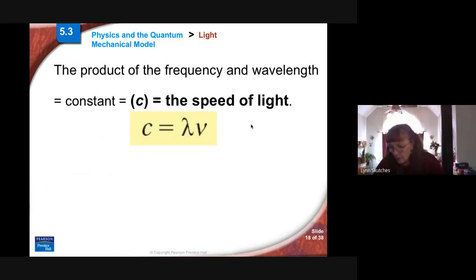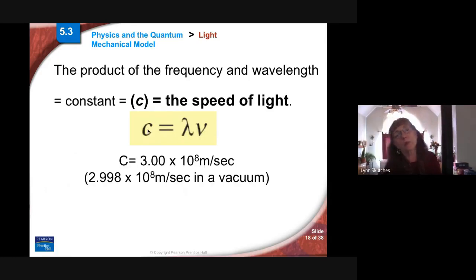All right, so this formula, make sure you get this down. c equals lambda nu. c is the speed of light. Unfortunately, it's a constant, but it's not c for constant. It's the speed of light. And it's also in Einstein's E equals mc squared, right? Lambda is wavelength, nu is frequency. Multiply those together and you get the speed of light. Well, this is a constant, so that means this number never changes. For our purposes, we're going to use 3.00 times 10 to the 8th meters per second. A little bit different when you have an extra sig fig, but this is good enough.